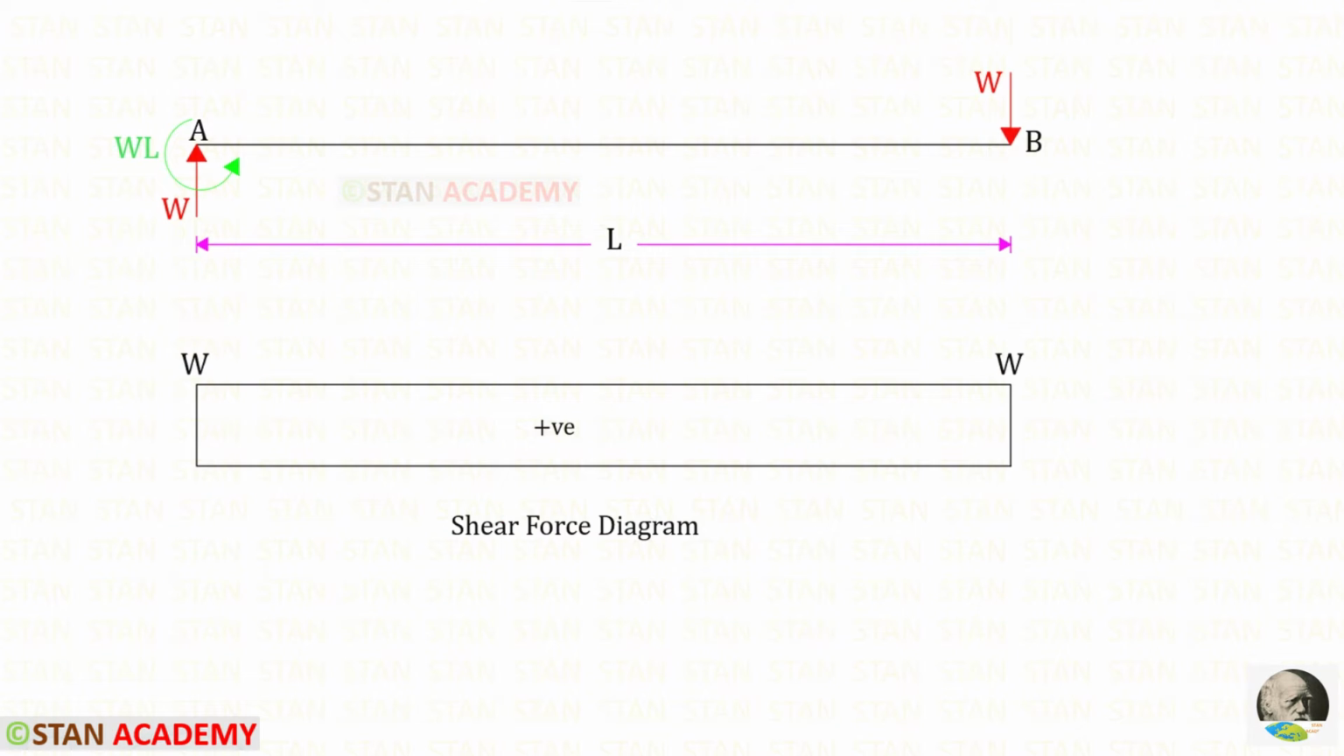Using the values, we can draw the shear force diagram. This is the zero line. On the left of A, the shear force is 0, and on the right side it is W. On the left of B it is W, and on the right of B it is 0. Using these values, we can draw the shear force diagram. Since on both of the sides we have got the same values, the shear force diagram is in rectangular shape.